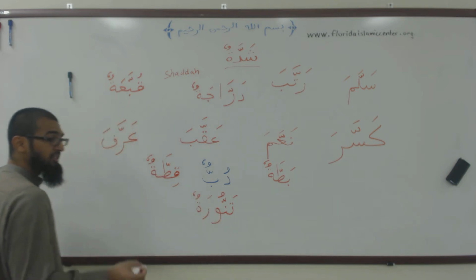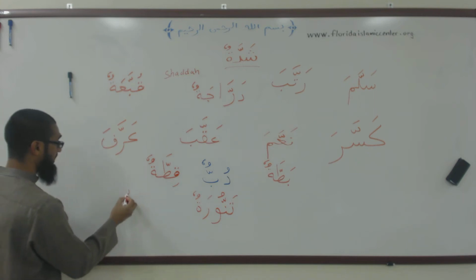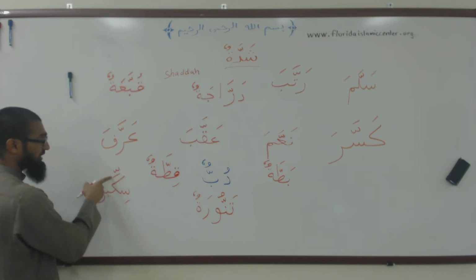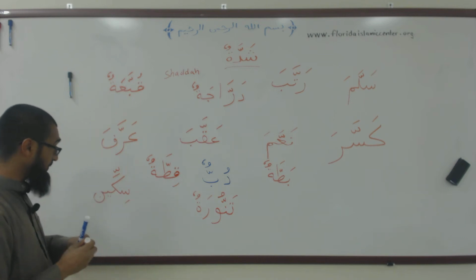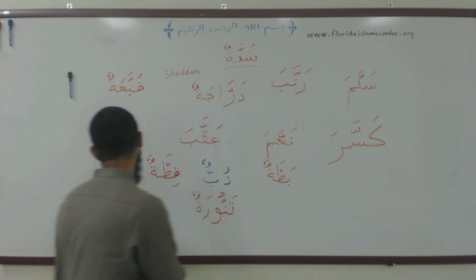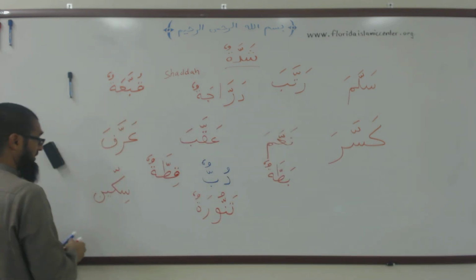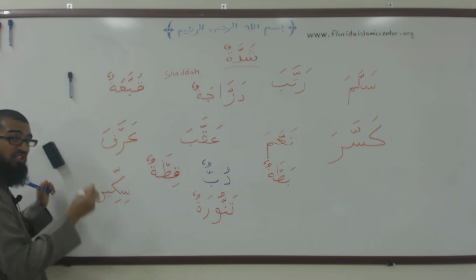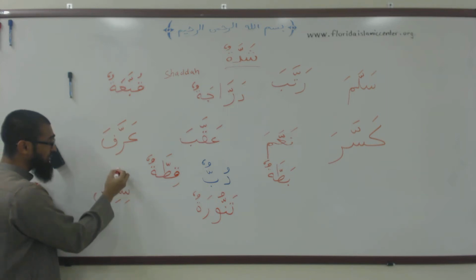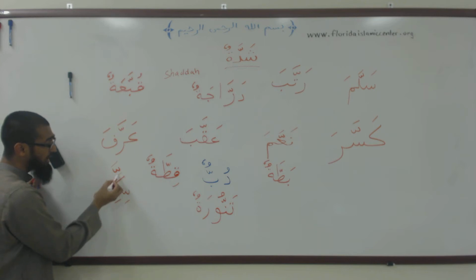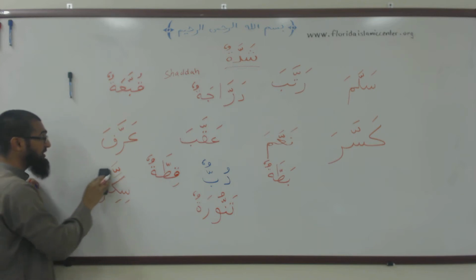And here's one with a kasra. It's not in the book, but I'll give you this word. This is a kasra, right? By the way, let me tell you this right now. The kasra is normally written at the bottom of the letter. But sometimes, if there's a shadda on it, you will see the fatha written on top and the kasra written at the bottom of the shadda.